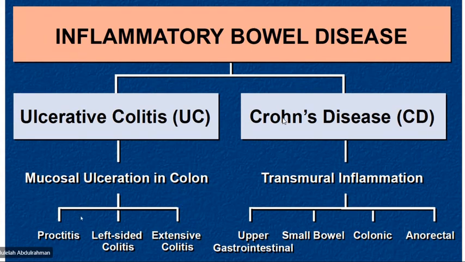In ulcerative colitis, we can have proctitis, which is inflammation limited to the rectum, or left-sided colitis, which means proctosigmoiditis, or extensive colitis, and we'll come to what that means. And Crohn's disease can affect only the upper GI or upper GI plus. The most common part is usually the last part of the small bowel, as we mentioned, and the first part of the colon as well. Or it could be pure colonic, or pure anorectal disease.